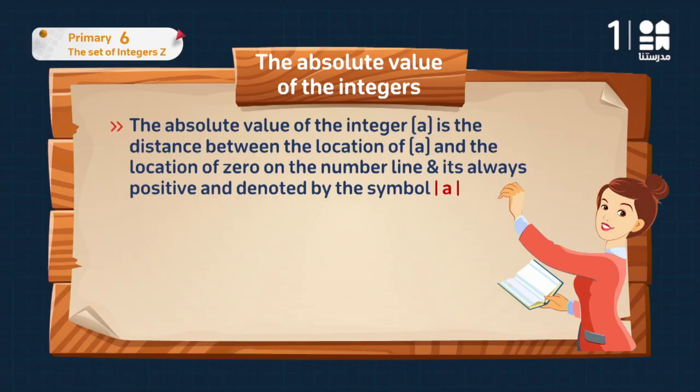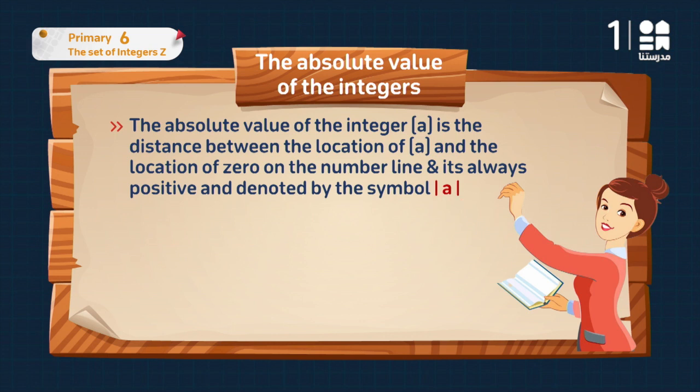First of all, you have to know the absolute value of the integers. If we give it a symbol a, it is the distance between a and 0. So I'm counting the distance, not saying a number. So I don't have to say it's negative or positive. Again, the absolute value of the integer a is the distance between the location of a and the location of 0 on the number line, and it's always positive and denoted by the symbol of two lines.